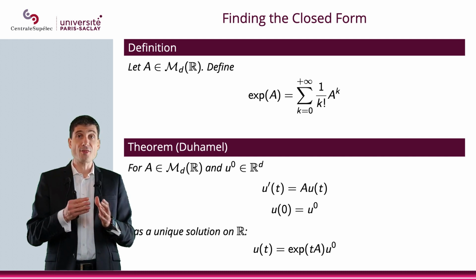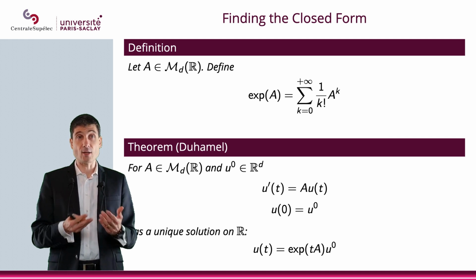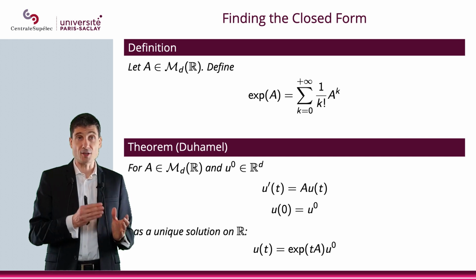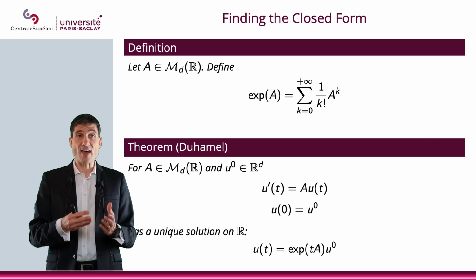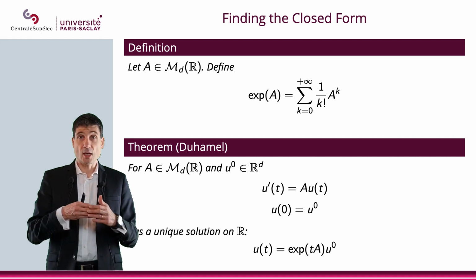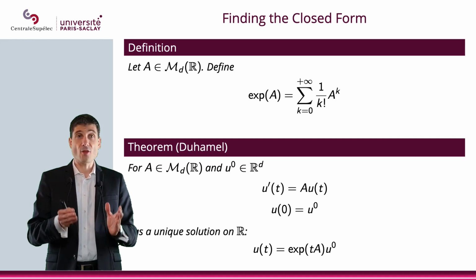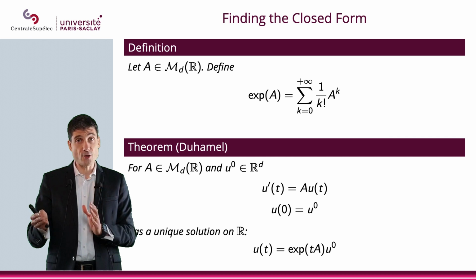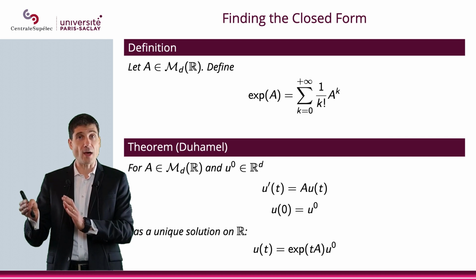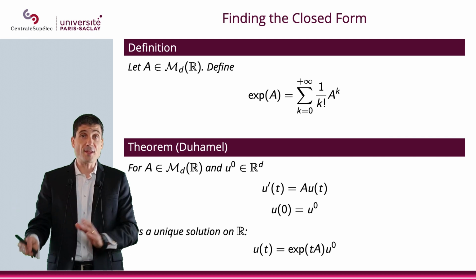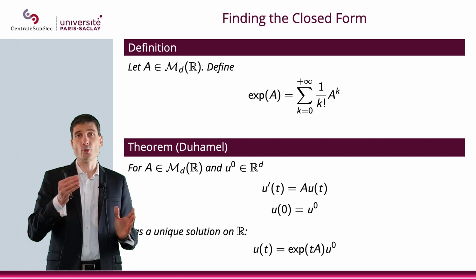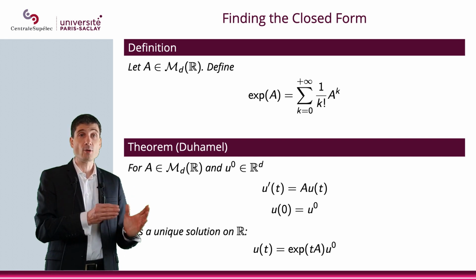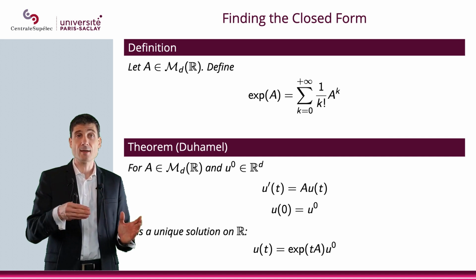Now, based on this definition, I can state a theorem, which is the Duhamel theorem. For all matrices A that are d by d, and for all vectors u naught, which is a vector of R^d, the equation u prime equals Au, which is a first order ODE in dimension d, with the initial condition u of 0 equals u naught, will have a unique solution, and that unique solution will be u of t equals exponential tA times u naught.